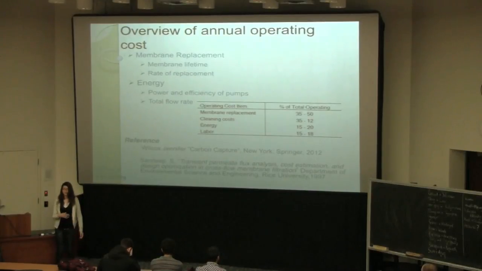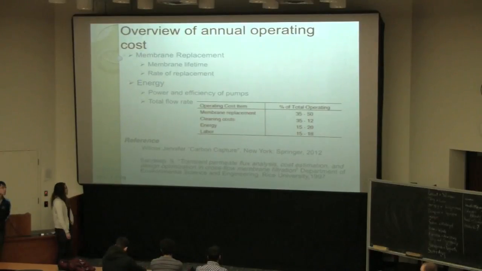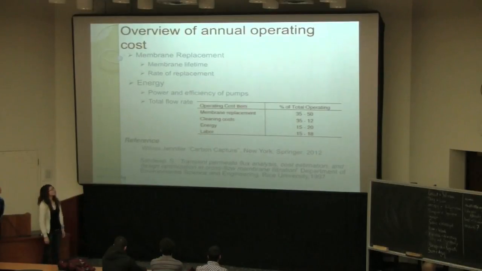For one membrane which is used for 1 to 5 years, the cost for replacement is $20 per square meter. And then if it's an older, like a 20-year membrane, the replacement cost can go up to $200 per square meter. And then to estimate the energy consumption, we have to consider the power and the efficiency of the pump. We also have to consider the total flow rate. And these are the two references that we found that are useful.